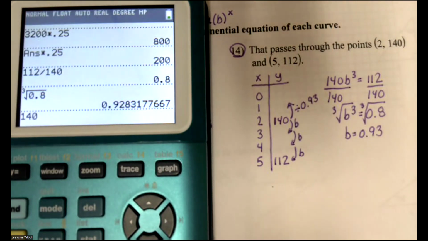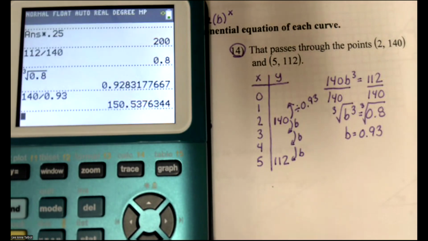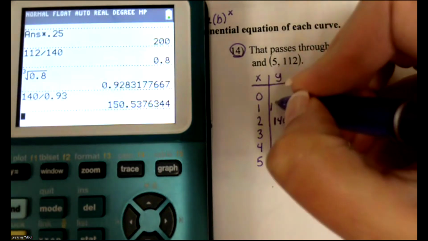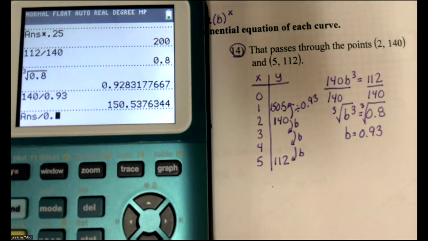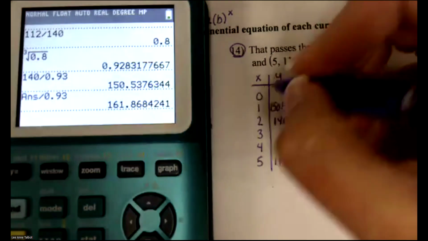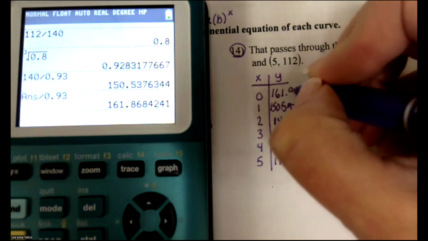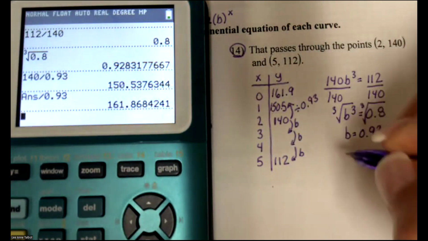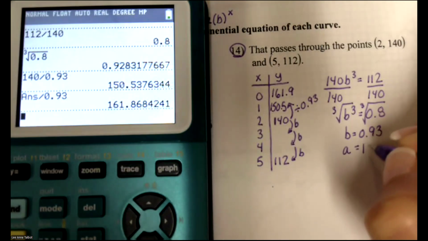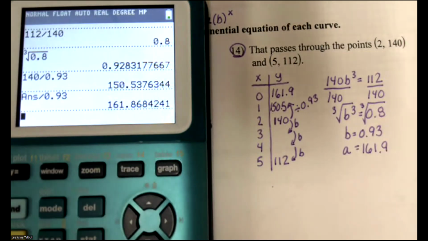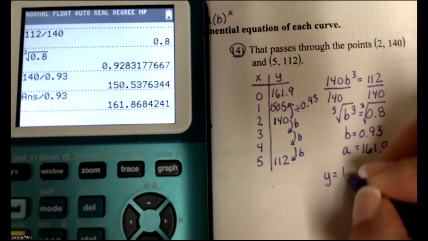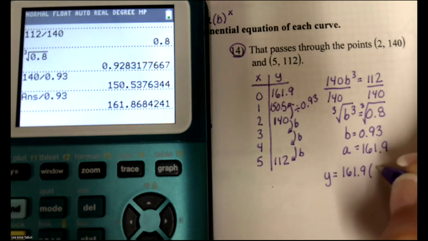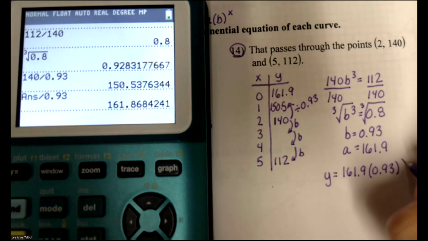So 140 divided by 0.93, 150.5 divided by 0.93, 161.9. So A is 161.9. So y equals 161.9 times 0.93 to the x.